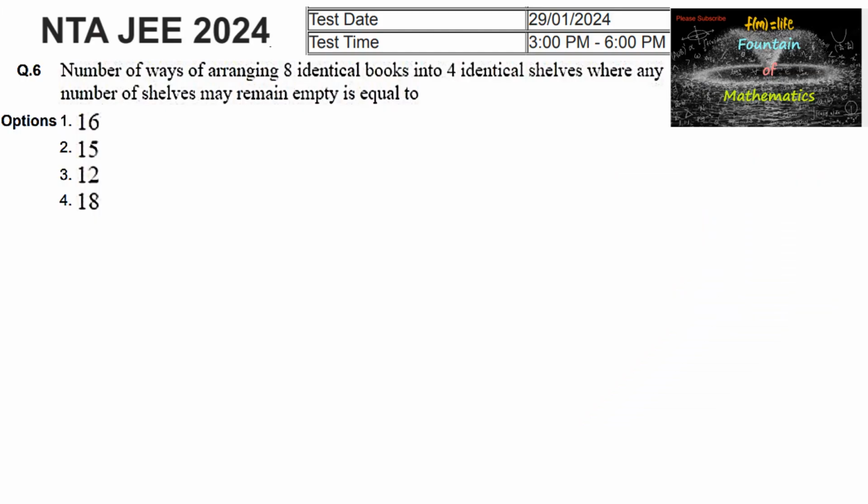Number of ways of arranging 8 identical books into 4 identical shelves where any number of shelves may remain empty. So let us consider different cases. Case 1, no shelf is empty. Means we need to arrange the 8 books in all the 4 identical shelves. So the possibilities can be taken.